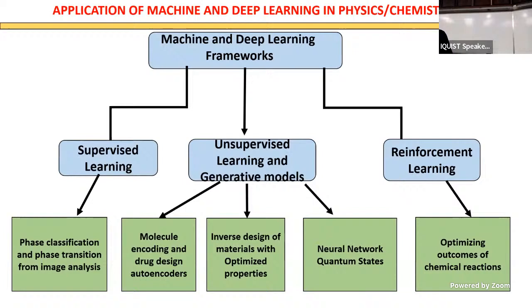But if we really focus on machine learning for chemistry and physics, you can see that for the last maybe 10, 20 years, the application is in all domains of chemistry and physics, under supervised, unsupervised, or reinforcement learning. And you can see from a classification of phases all the way down to optimizing the outcome of chemical reactions. So there's a lot of application using classical machine learning.